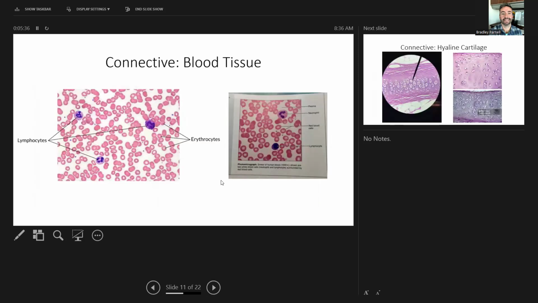Our next connective tissue is blood, so it falls into that connective category. The specific name is blood, and you'll need to be able to distinguish between the red and white blood cells. So erythrocytes, the red blood cells, are all of these little red disc shapes. They do not have a nucleus. And then anytime you see one with the dark purple nucleus staining, those are white blood cells or leukocytes. Lymphocytes is just a type of leukocyte. So if you call them white blood cells, if you call them leukocytes, either one of those works for me.